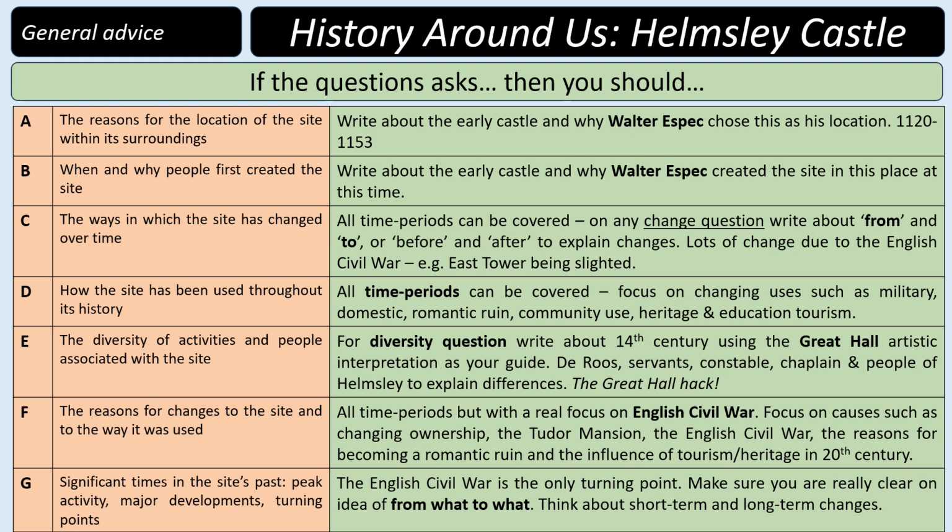The reasons for changes to the site: all time periods, but with a real focus on the English Civil War. Focus on causes like changing ownership, Tudor mansion, English Civil War, the reasons for becoming a romantic ruin, the influence of tourism and heritage in the 20th century. And then G, significant times: the English Civil War is the only turning point. So make sure you're really clear on the idea from what to what. Think about short-term and long-term changes for that type of question as well.